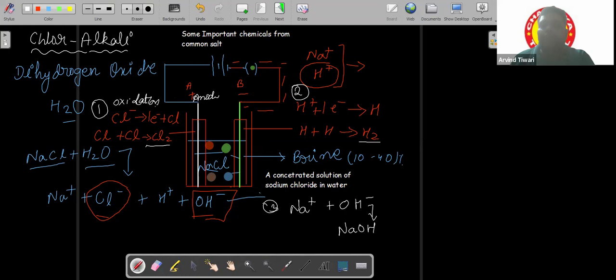Up to now, you are remembering the positive electrode is called anode, the negative electrode is cathode. No, anode and cathode are defined in terms of oxidation and reduction. Wherever oxidation takes place, that electrode is called anode, and wherever reduction takes place, that electrode is called a cathode.